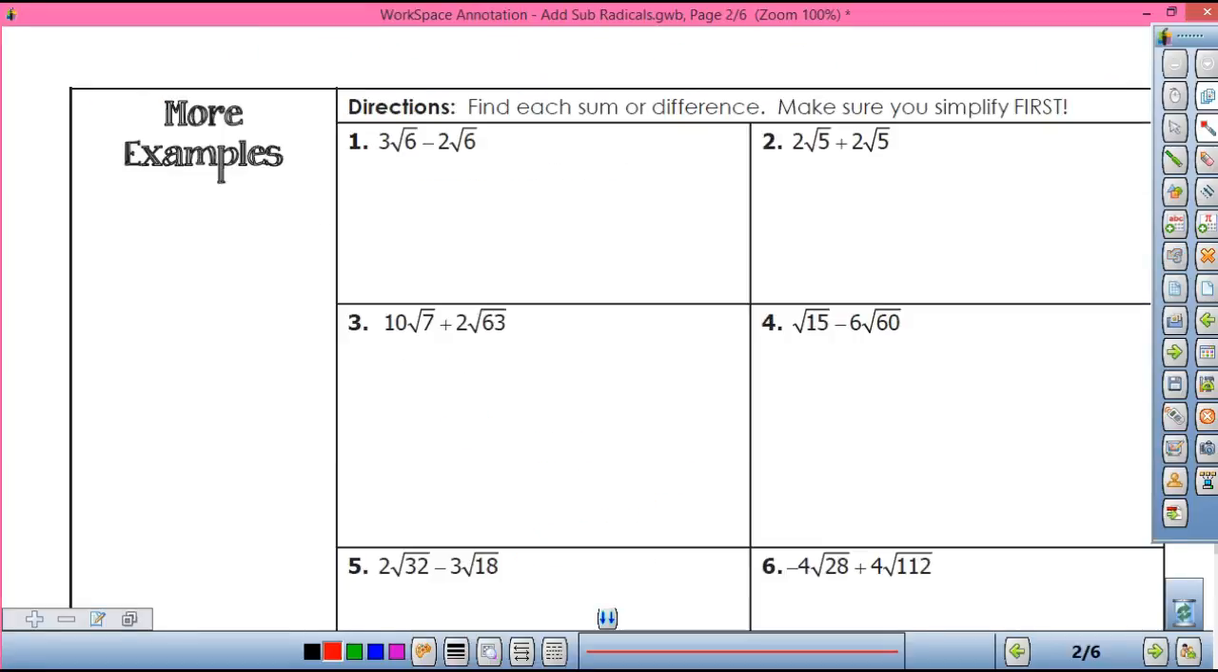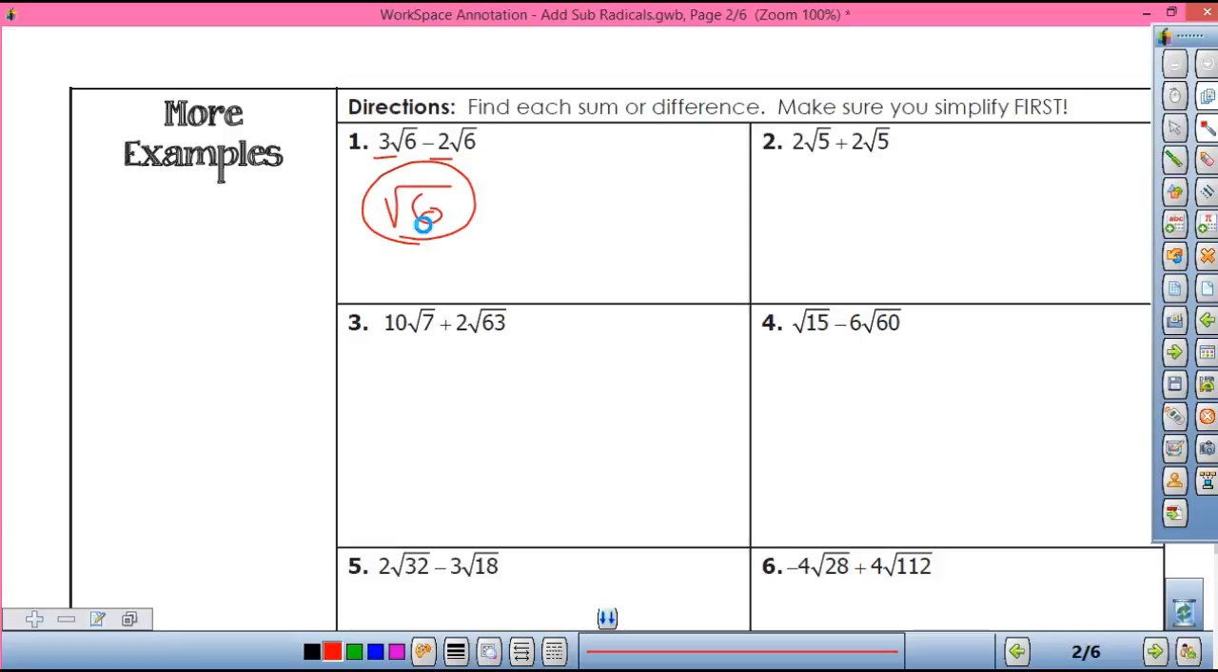Alright, so number 1, are my roots simplified? Can I simplify the square root of 6? No. Are they the same? Yep, so we can combine them. 3 minus 2 is 1. That's it, done. You can put the 1 out front of there, but remember that you don't have to put the 1 out front.